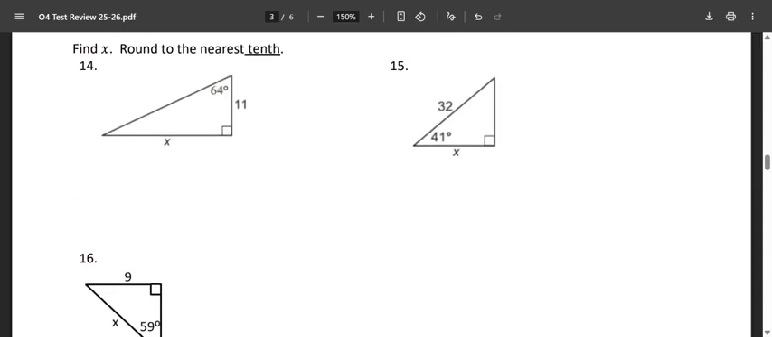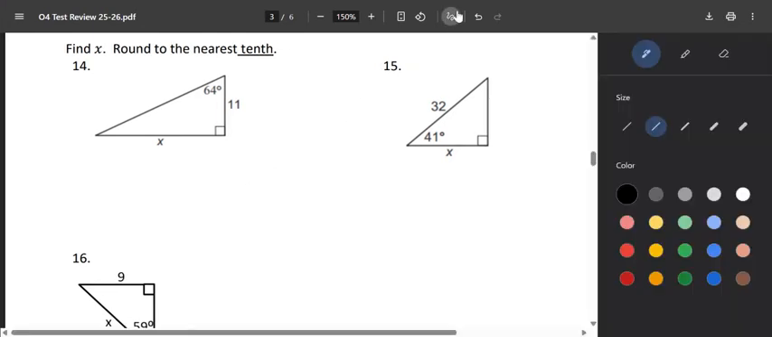All right, let's go to number 14 and look at some trig. So on number 14, we are given an angle. It is not 30, 60, 90. It is not 45, 45, 90, right? It's 64. So that means that we can't use those triangles from before. We're going to have to use trig.